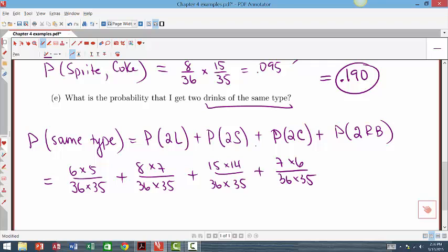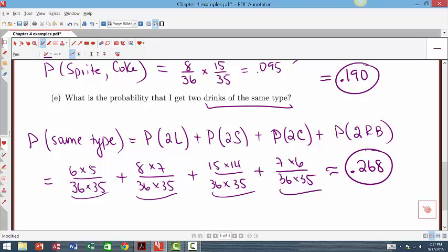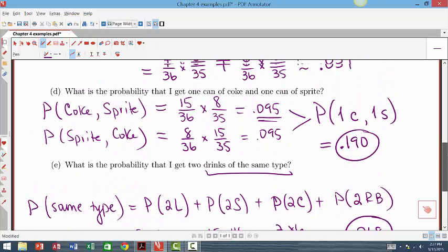Okay, and what I would recommend doing, if you guys have to do a problem like this, is don't round these numbers here. Actually plug them in your calculator as is, and then you get the answer. So you should get about 0.268. That's the probability that if you reach into the cooler without looking, you get 2 drinks of the same flavor.